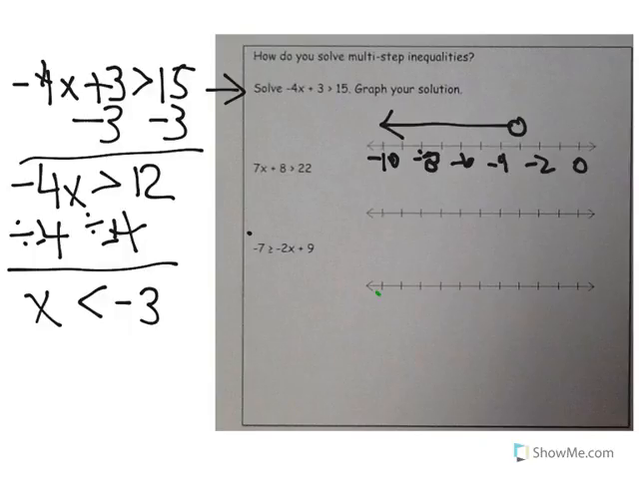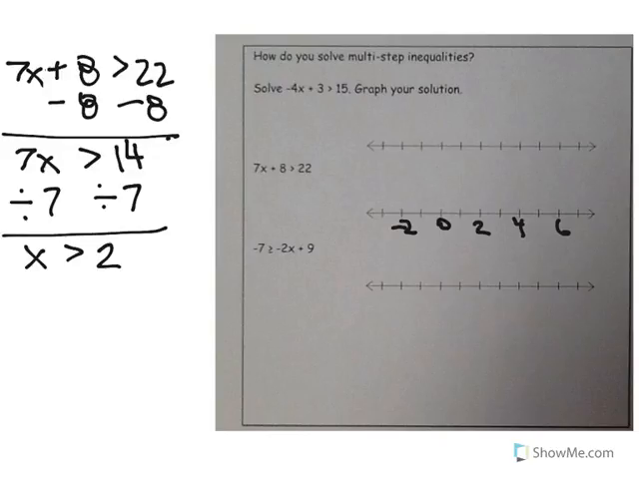We should check our answer anyhow. Let's plug 0 into the original inequality. Negative 4 times 0 is 0. 0 plus 3 is not greater than 15. Since 0 is over there and it's not a part of the solution, we know we are on the right track. Let's do another one here.